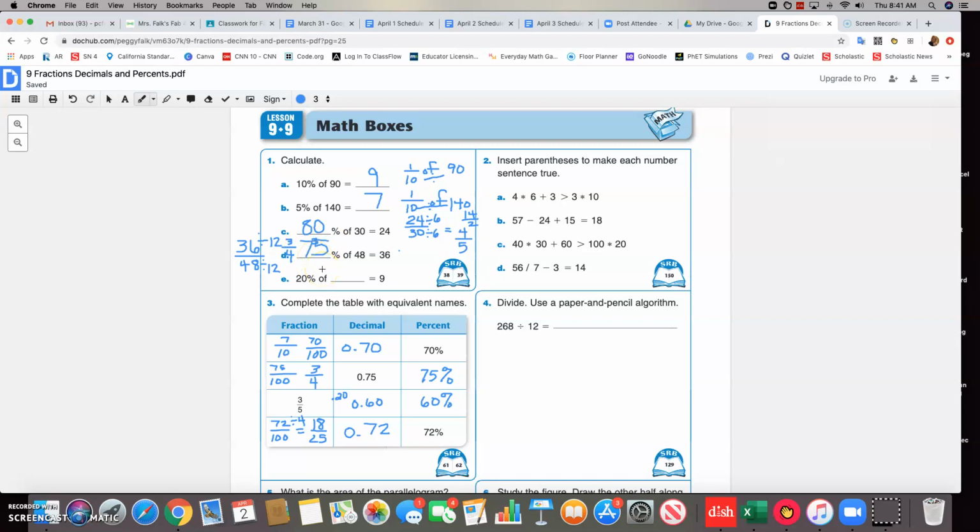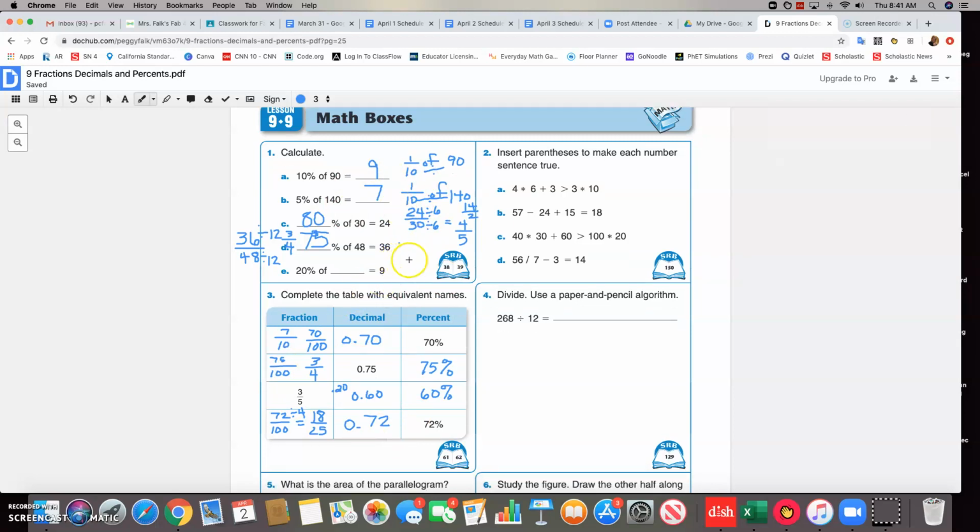Okay. Now, those are the types of problems you might see on the test. This is definitely a little bit trickier, but keep in mind all of what you know so far about percents and decimals and fractions. So now, I don't know my whole number. I am looking for this denominator, but I know 9 is part of something, and I know 9 is 20%.